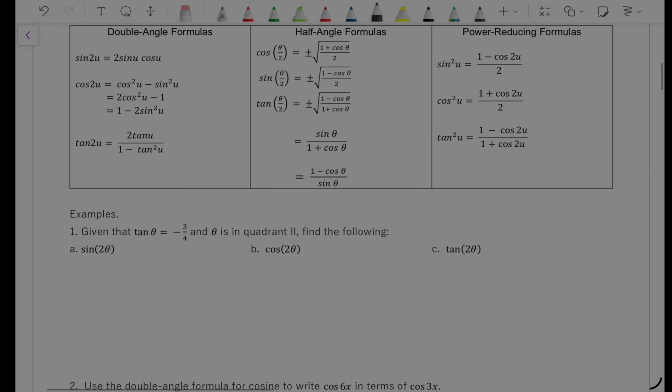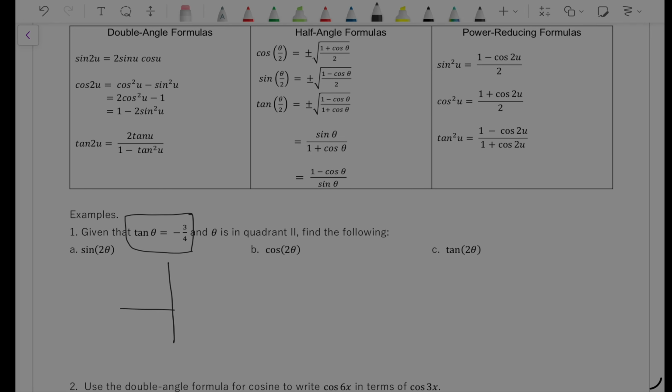Okay, first example where we're going to use them. If we are given that the tangent of theta is equal to -3/4 and theta is in quadrant 2, find the following. Okay, looks like these are all going to be double angles. I'm going to draw a picture of our theta, and we know it's in quadrant 2. So first things first, we lay out a picture. And theta puts us into quadrant 2.